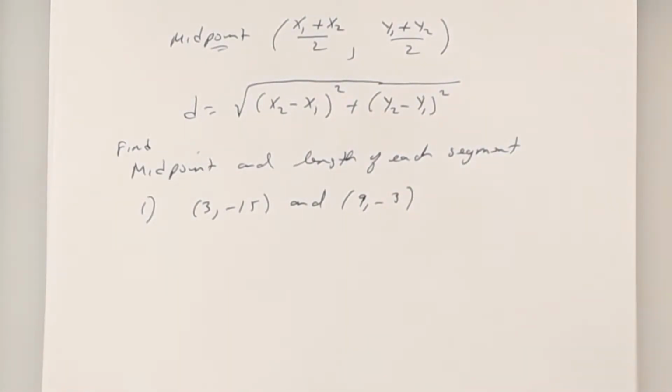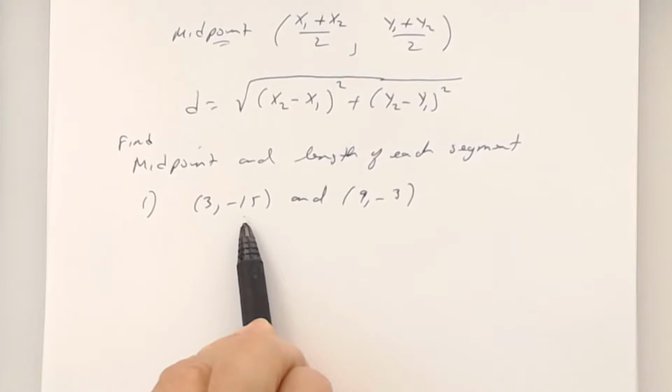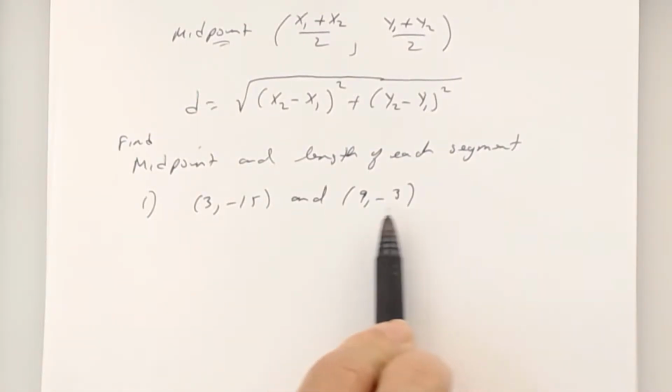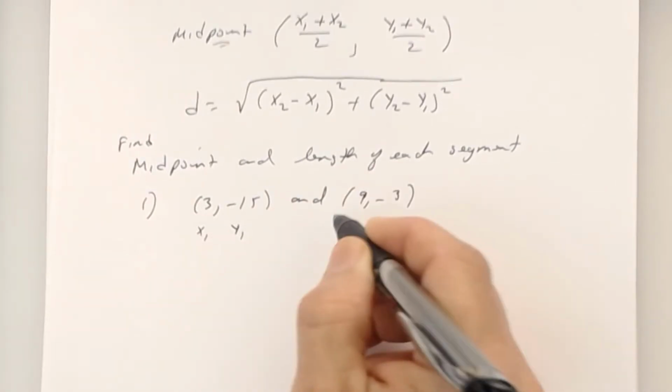Now, when finding the midpoint and the distance, the length, it's always a good idea to label those coordinates. In other words, if this is going to be your first point, then this will be x1 and this will be y1. This will be x2 and y2. So it does help if you do that.